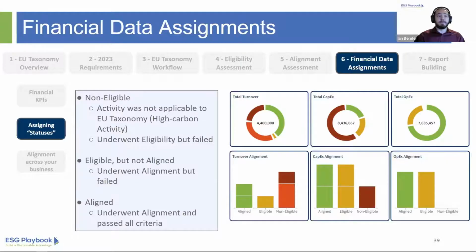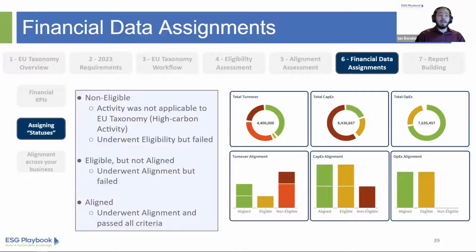Eligible, but not aligned, refers to activities that were initially found eligible, but ended up failing the alignment assessment in some way. And aligned refers to the activities that have undergone all criteria and have passed and met those criteria. Now you'll take these 3 statuses, distribute them to turnover, CapEx, and OpEx for every legal entity in regards to the applicable activities. So that's 3 different data sets that we have to map together.